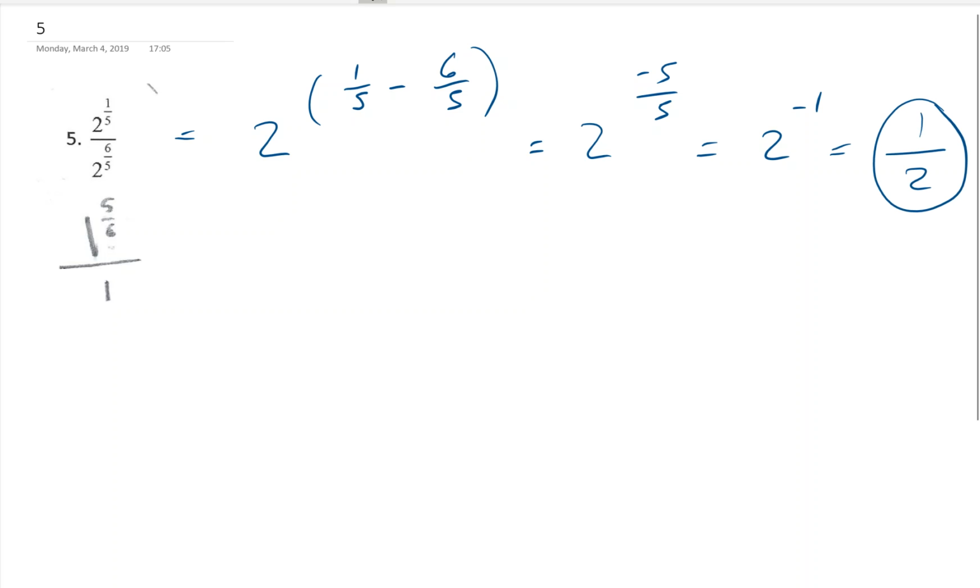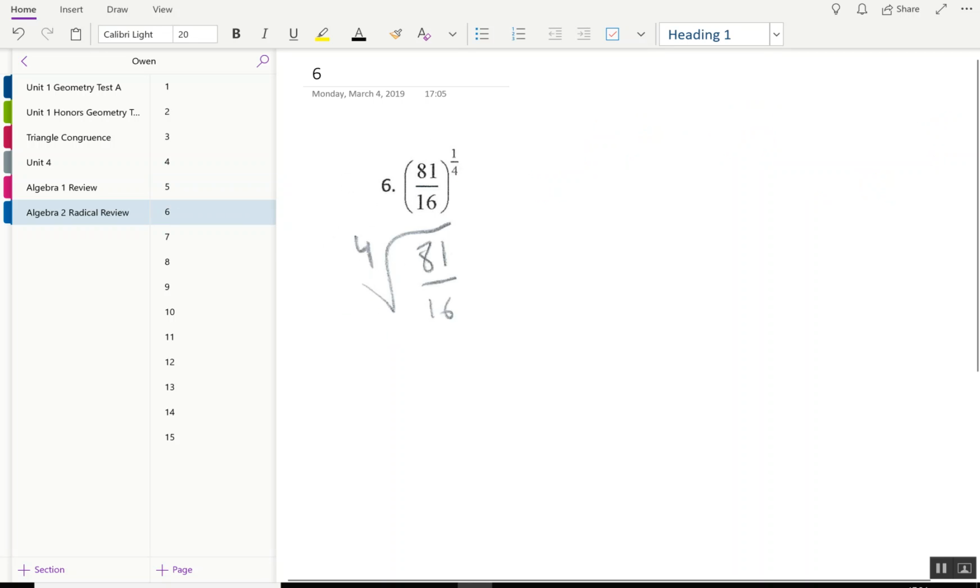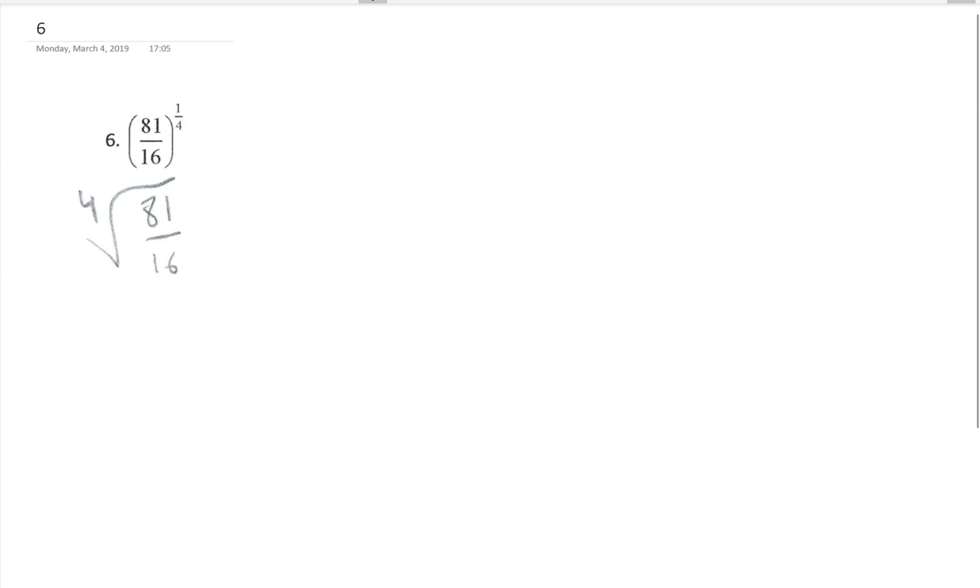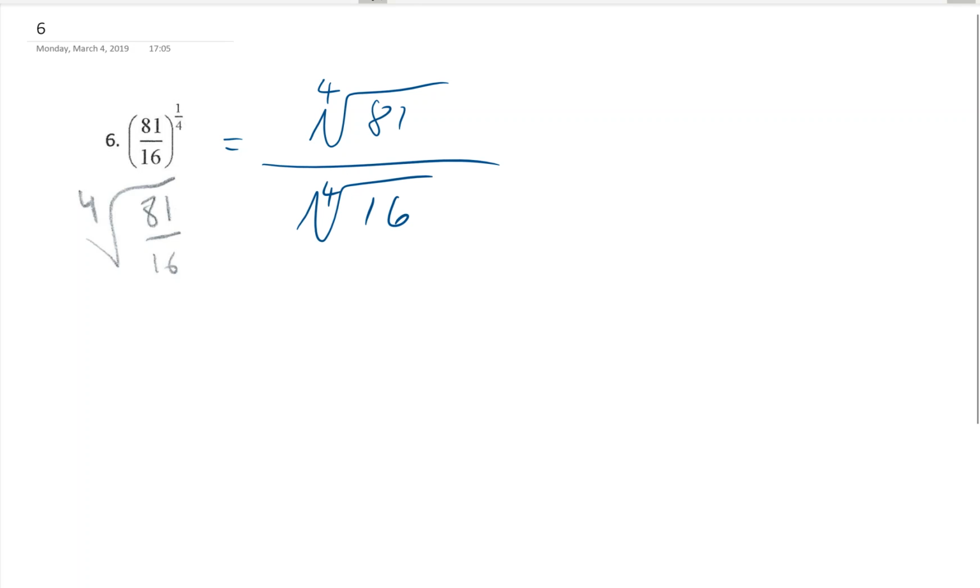Okay. Problem number 6. Okay, you have the 4th root. So basically you can break it apart. A lot of times breaking it apart helps. You have the 4th root of 81 over the 4th root of 16. A lot of times, if you can break it apart and then reduce it before you multiply by the powers, that's probably better. Okay, so 81 is 9 times 9, or it's 3 times 3 times 3 times 3.